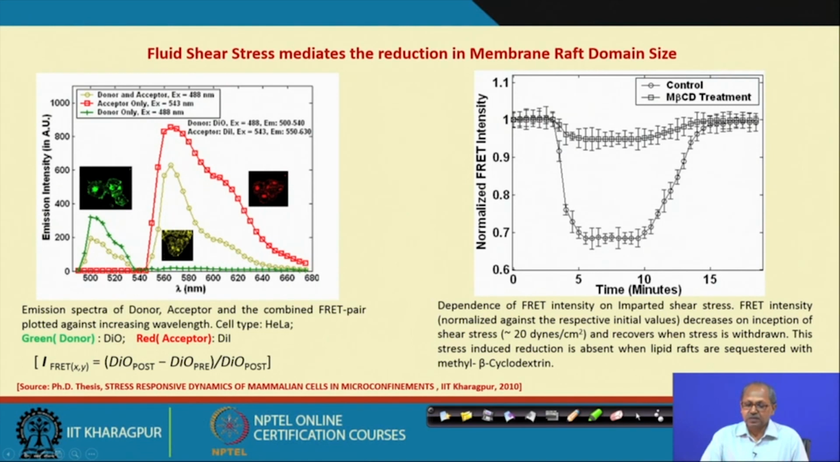What we are seeing is that when you are imparting flow, the FRET intensity is decreasing, then when you are withdrawing the flow, it again recovers the FRET. What this means is that when you are giving the flow, the lipid rafts are disrupting, meaning the two fluorophores are separated by a distance, and when you are withdrawing flow, they are coming closer together again to assemble the lipid raft. And this is more or less equivalent to methyl beta cyclodextrin, beta CD, which sequesters cholesterol, one of the components of the lipid raft, which is not affected by the fluid flow.